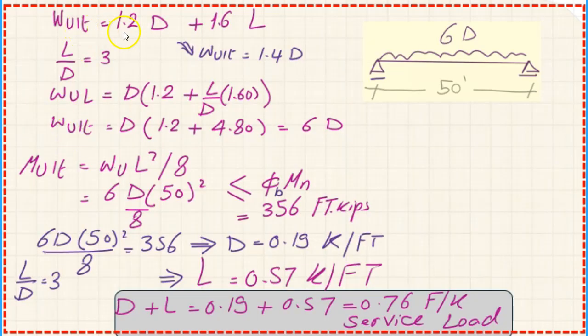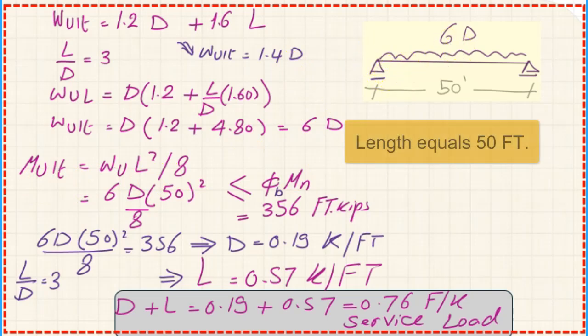For the first equation, W ultimate equals, we take D as a common factor, open bracket, multiply by 1.2 plus L over D by 1.6. Since L over D equals 3, then we can rewrite the W ultimate as D open bracket 1.2 plus 3 multiplied by 1.6, all equals 6 multiplied by D, which is bigger than 1.4 D. We can represent the beam as a simply supported beam with a length equal to 50 feet and uniform ultimate load of 6 D.